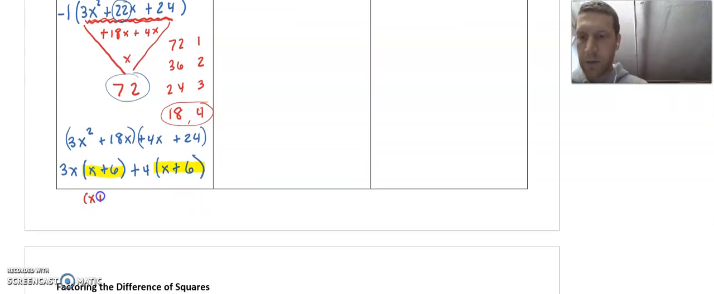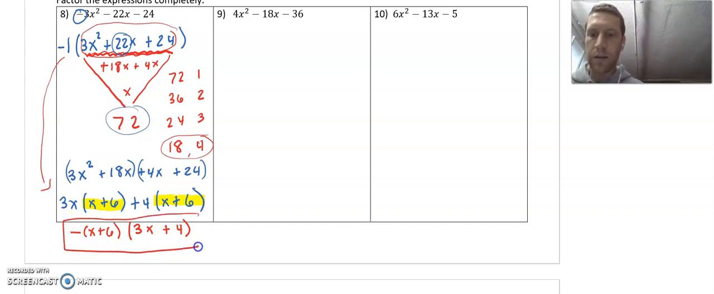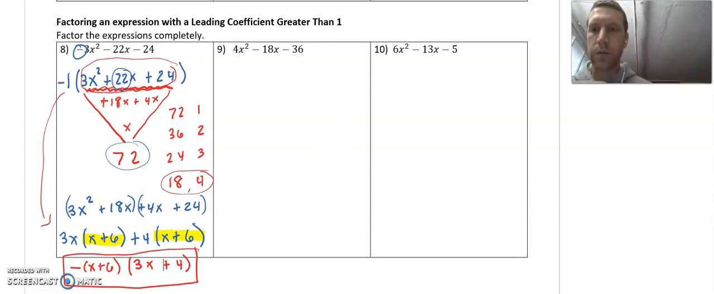So let's pull that out front. So I have x plus 6, and then what's left from the other terms? I have 3x and plus 4. So this value inside the parentheses becomes x plus 6 times 3x plus 4. Don't forget, I also had this negative in front, so I'll just put a negative sign in the front there. Okay, I'm going to do one more of those because those are pretty tricky.